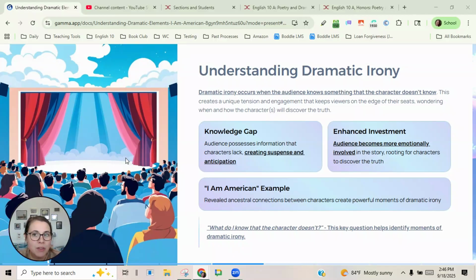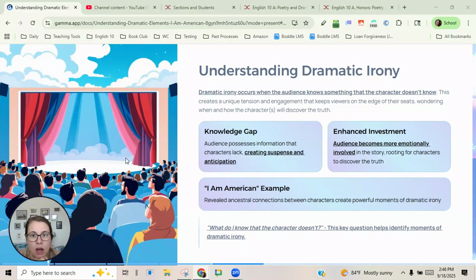So when you know something that the characters don't know, this creates tension. This creates engagement for the audience and the viewers, and that keeps you on the edge of your seat. Like, when are they going to find out what I know? So this knowledge gap, something you know that they don't know, it creates suspense and anticipation. It gives the audience more emotional involvement and more insight to the truth or whatever's really going on.